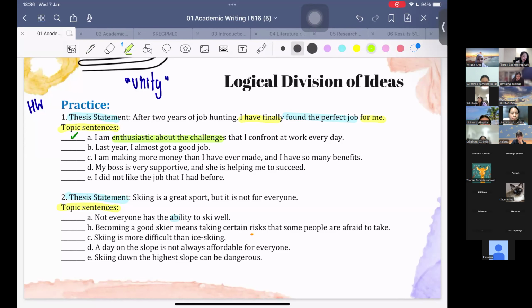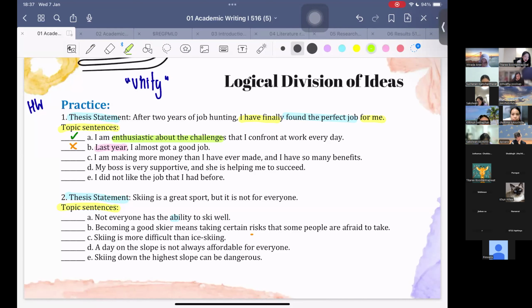B, last year I almost got a good job. However, B talks about something from last year. Last year is not related to the reason why this job is the perfect job. So B would be the one that's unrelated. This one should be removed if you're going to write under this thesis statement.